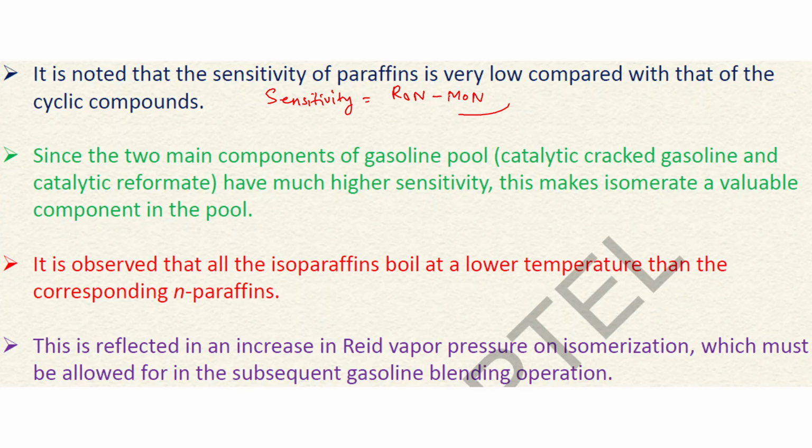Research octane number is the octane number at ideal, or normal, conditions, whereas motor octane number is the octane number at extreme conditions. So if both are similar, then it is a very good quality fuel. That's why we can see that the sensitivity, the difference of these two, in the case of paraffins is very low.